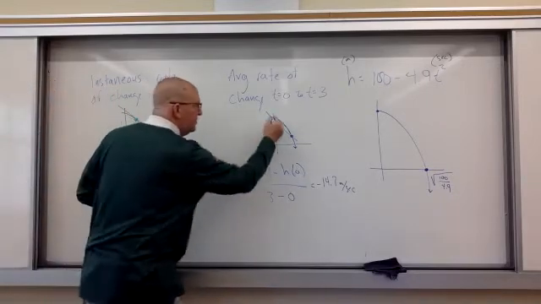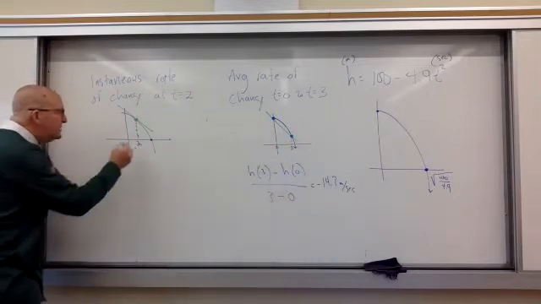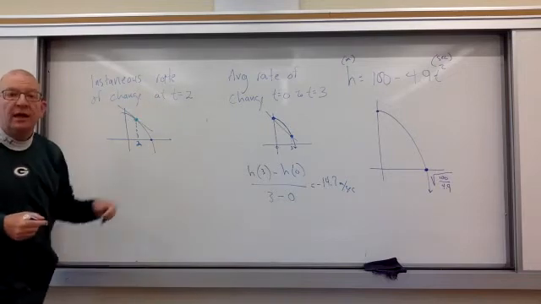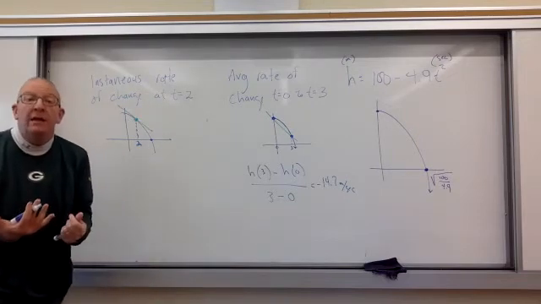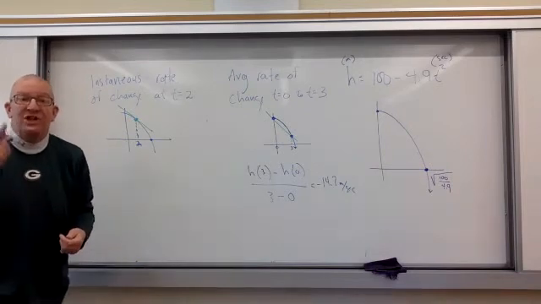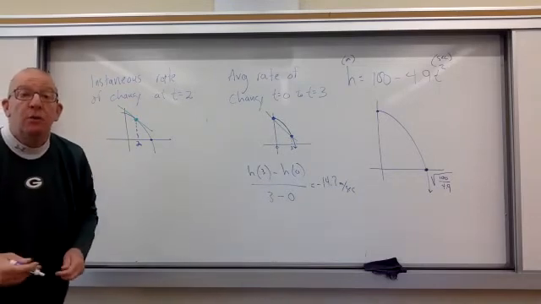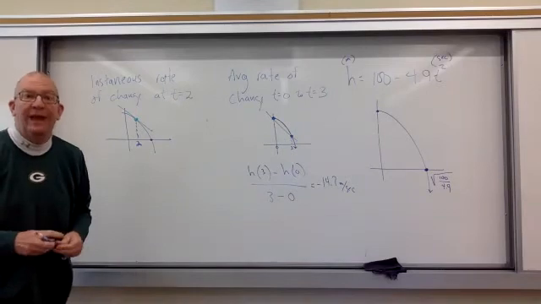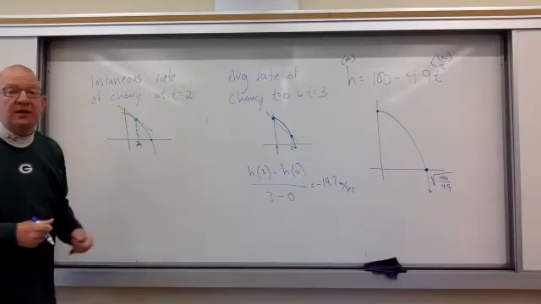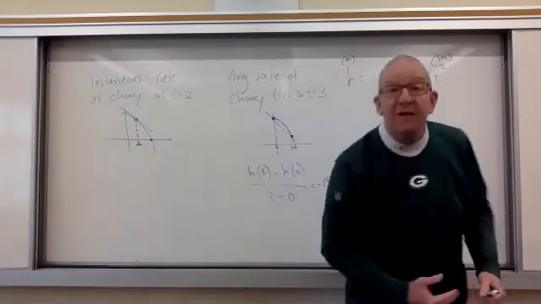So remember, this was the slope at 0 to 3. This is the tangent at 2. So instantaneous rate of change is another way of saying slope of the tangent line, which is another way of saying derivative at 2. I've given away the secret. Instantaneous rate of change, slope of tangent line, derivative of function.